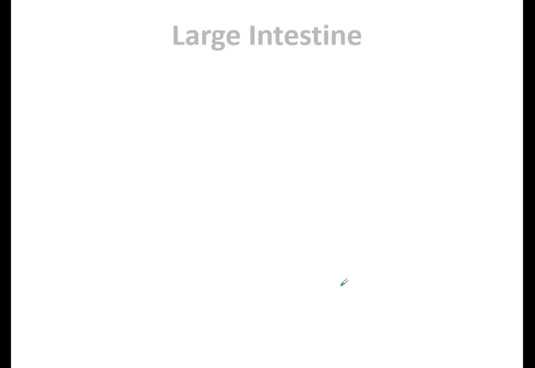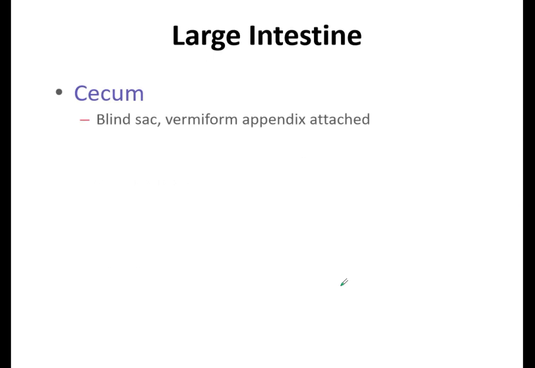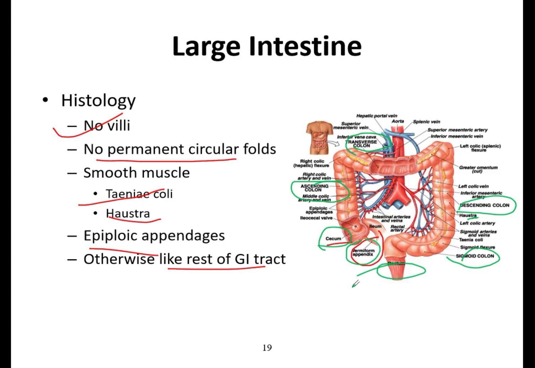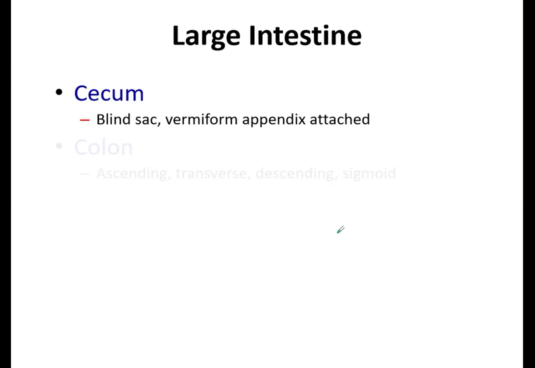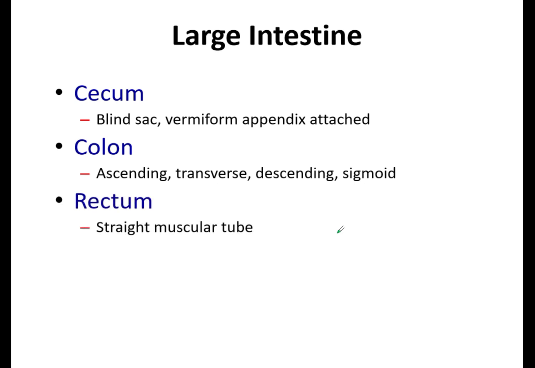Then in the cecum, the cecum is generally a blind sac, and the vermiform appendix is attached. So you can see here the cecum, and the vermiform appendix is also attached here. Next we have the colon. As I said already, the colon has ascending colon, transverse colon, descending colon, and sigmoid colon. The rectum part is a straight muscular tube.